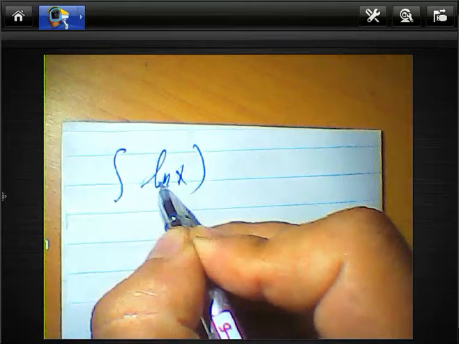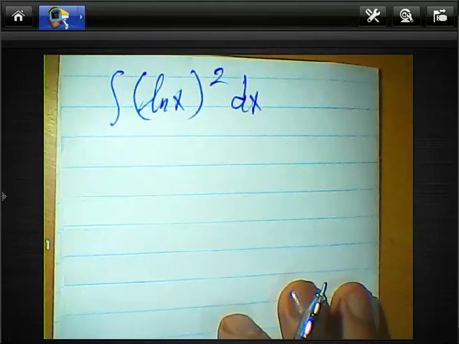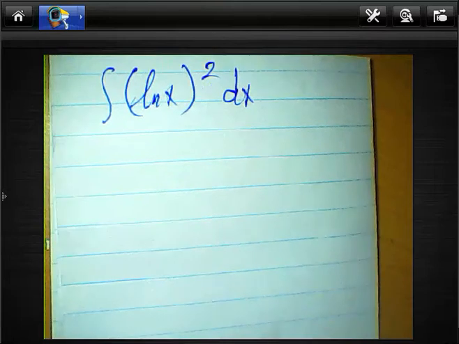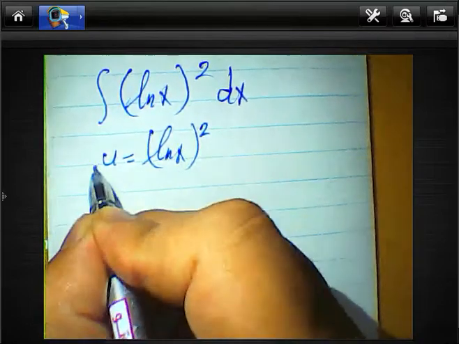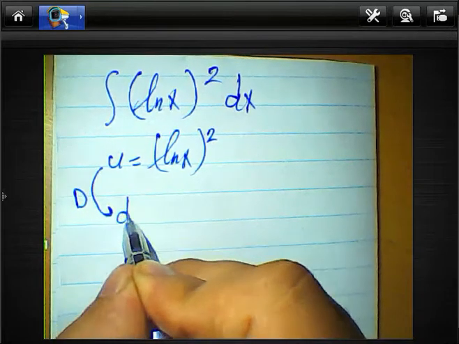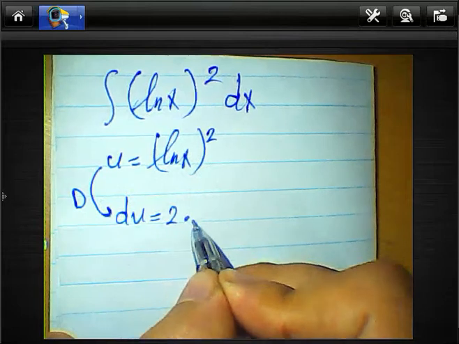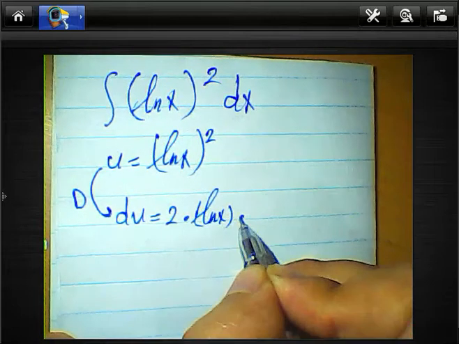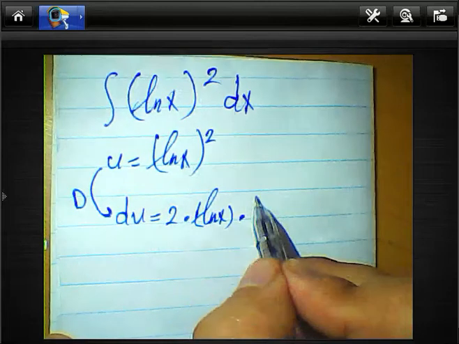What about this example? We want to find the integration of ln x all power 2 dx. How can we solve it? You can use integration by parts. Let u equal ln x power 2, and then the derivative of this function will be what? We can write du equal the derivative of this function. We can drop the power here to multiply ln of x by the derivative of ln x, which will be 1 over x.